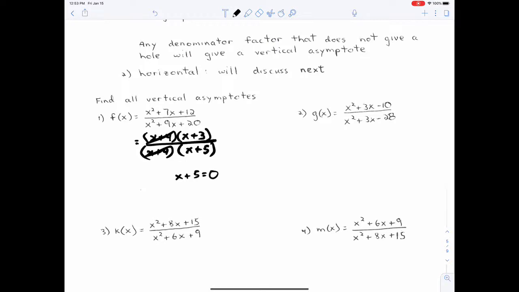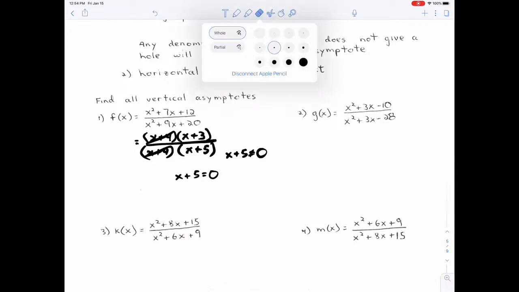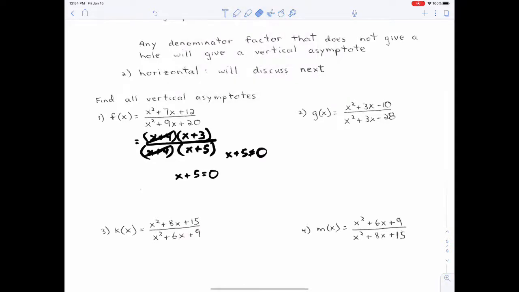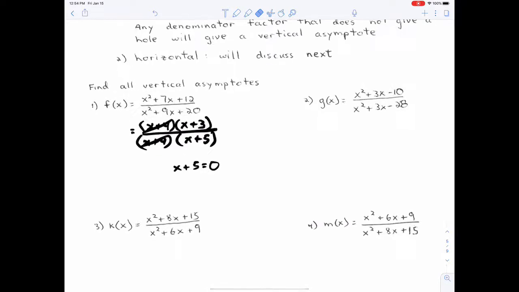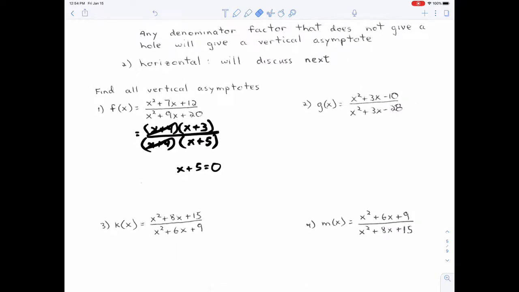Now, a little discussion of notation here. When I find the domain, I say x plus 5 cannot be 0. Why? Because x plus 5 can't be 0. But when I'm finding the vertical asymptote, I want to know what is the equation of the vertical asymptote. So I solve for where x plus 5 equals 0.